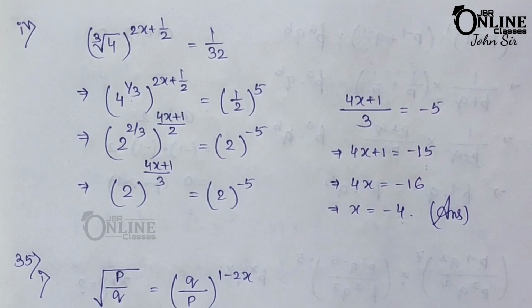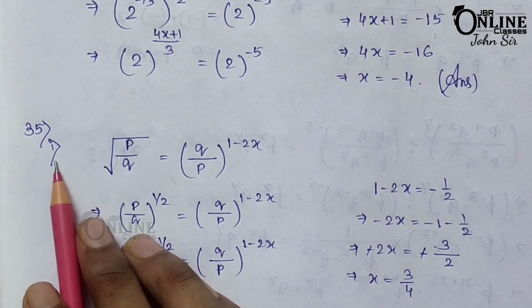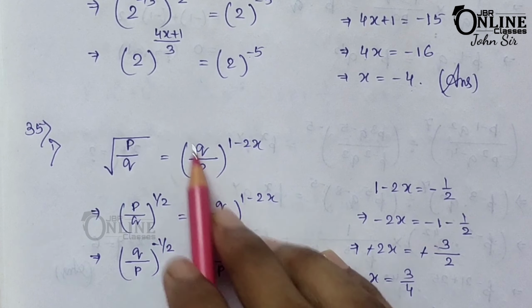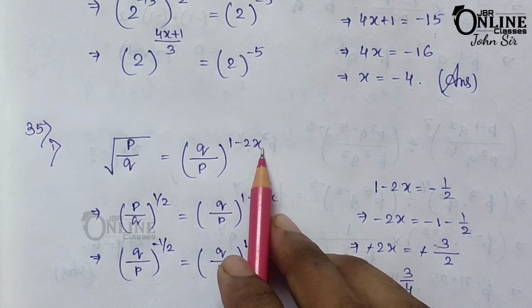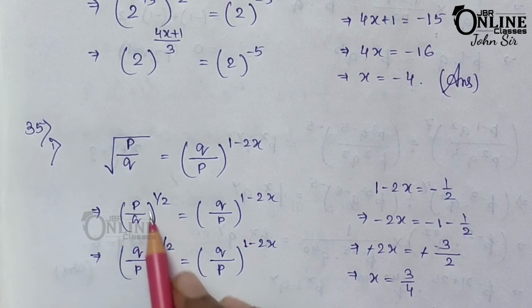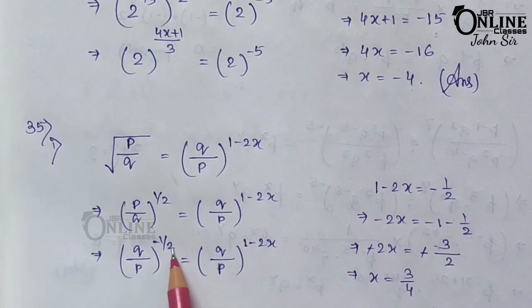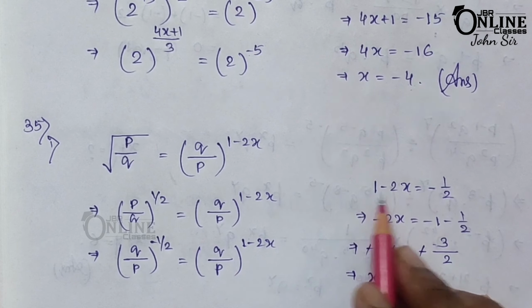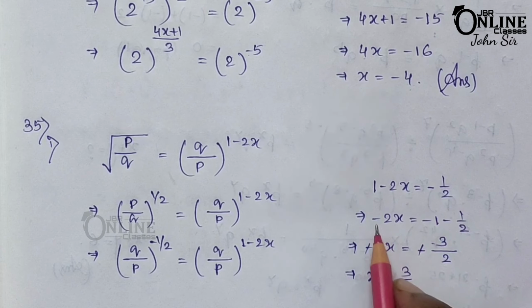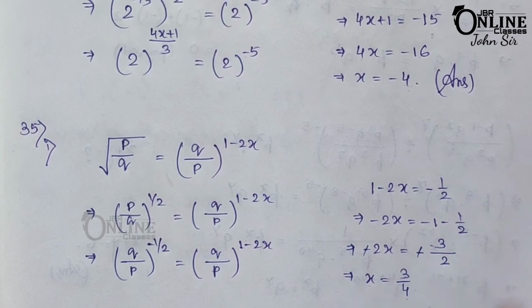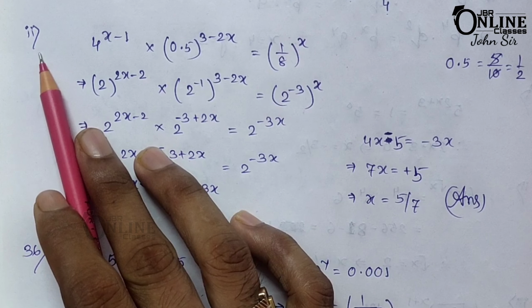Next, 35(1). Root over p by q equals q by p whole to the power 1 minus 2x. So it will be p by q whole to the power half, then change it to q by p whole to the power minus half. Then by comparing both sides, 1 minus 2x equals half, then minus 2x equals minus 3 by 2, minus cancels out, x equals 3 by 4. It's very easy.